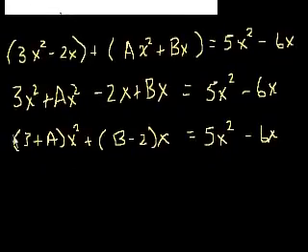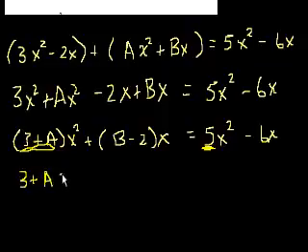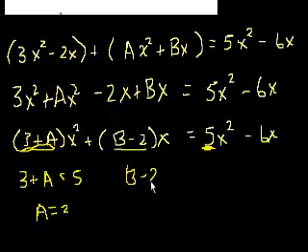And now you just compare. If you just look at the x squared terms, 3 plus a has to be equal to 5, because that's the coefficient on the x squared term. So 3 plus a is equal to 5. Subtract 3 from both sides, you get a is equal to 2. And then we have b minus 2, which has to be the coefficient on x here, so it has to be equal to minus 6. Add 2 to both sides, you get b is minus 6 plus 2.